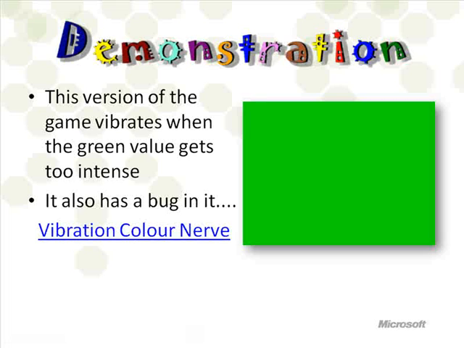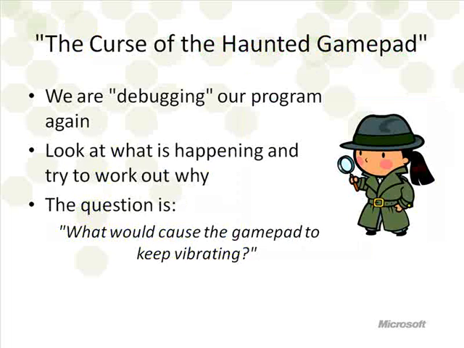Okay, there is a problem with this, and the slide sort of makes a mention of this. This version of the game will vibrate when it gets too intense, and then it won't stop. It never stops vibrating after that. It will vibrate forever. That's a bug. Now, you could call this the curse of the haunted gamepad, but we probably shouldn't do that, because we're into debugging mode.